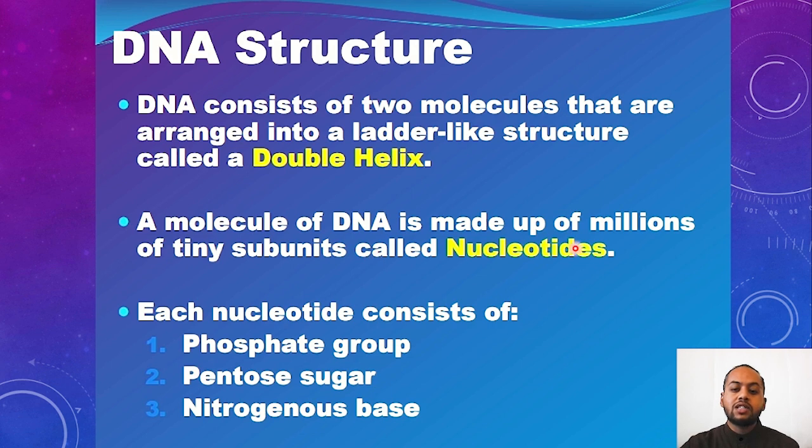A molecule of DNA is made up of millions of tiny subunits, and these subunits are referred to as nucleotides. Now, you would have remembered in the previous video we said that the building blocks or the monomers of DNA are referred to as nucleotides. This is that exact same nucleotide that we mentioned in the previous video. Just to recap, each nucleotide comprises a phosphate group, a pentose sugar, as well as a nitrogenous base.